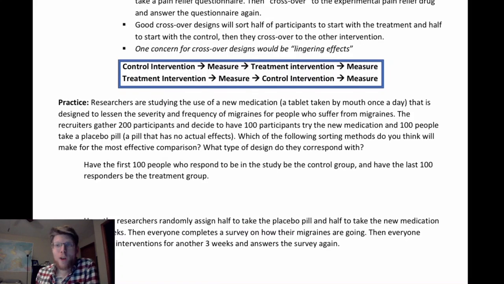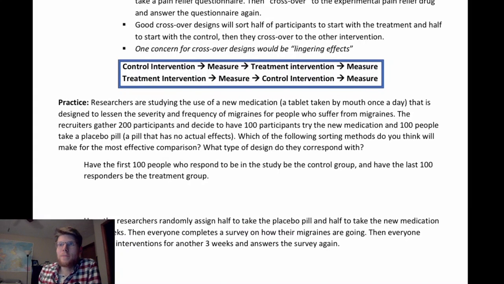Okay, so our first option is that we could have the first 100 people who respond to being in the study be the control group, and have the last 100 responders be the treatment group. So we are splitting people into two groups. The way that we're sorting them is that the first 100 people who sign up are the control group. The second 100 people who sign up are the treatment group. So if you think back, which of these designs is being described with this sorting method?